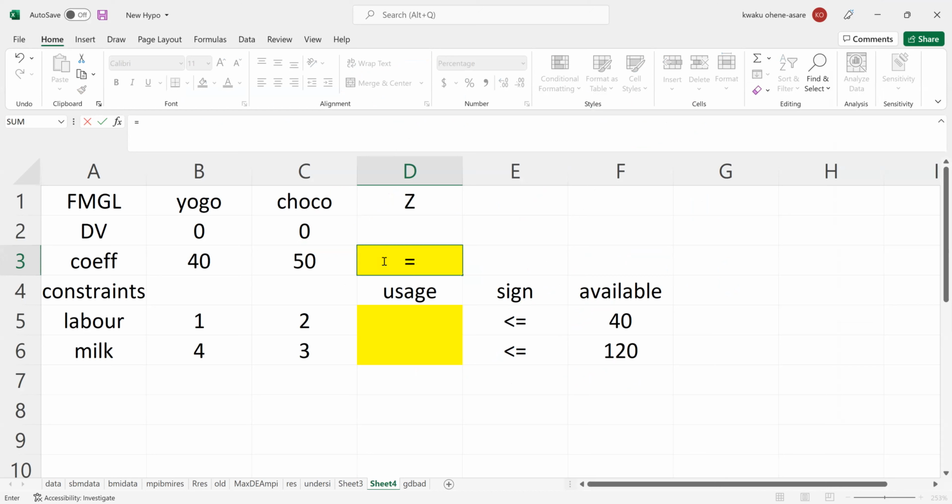Now, the reason why you are bringing the equal to sign is because it's a formula. What is a formula? 40x1 plus 50x2. But where is the 40? The 40 is here. The x1 is actually the 0, which we don't know the value of yet. They are all in the Excel, so we can pick these things and then showcase.